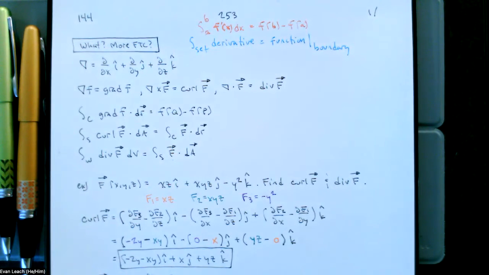All right. Let's take a look at this calculation. Let's give an example vector field xz i plus xyz j minus y squared k. Find the curl and the divergence. We want to look at the three components of our vector field. F1, the i component, is just xz. F2, the j component, is xyz. And F3, the k component, is minus y squared.